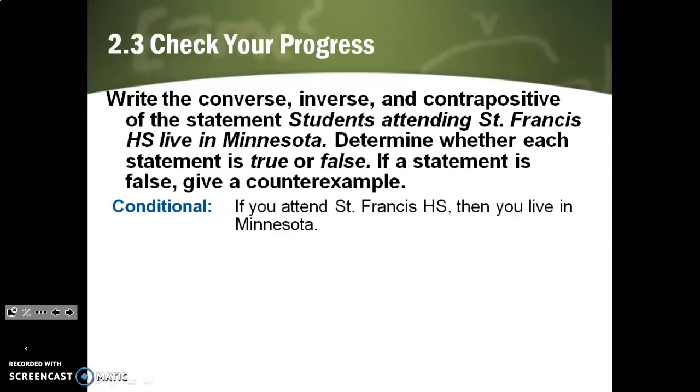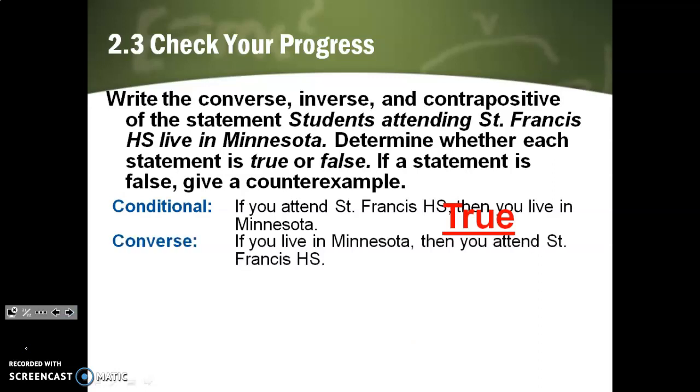If you attend St. Francis High School, then you live in Minnesota. True. Converse, flip it around. If you live in Minnesota, then you attend St. Francis High School. Here's why I always say people in Cambridge or Anoka or Andover would be upset at us if that's the case, or we would have a really large high school. So this one's false.